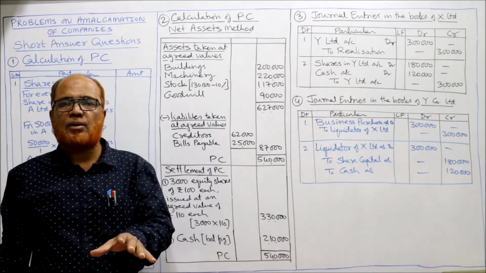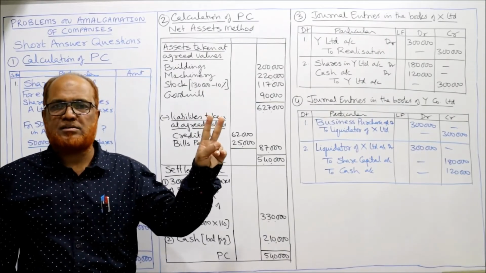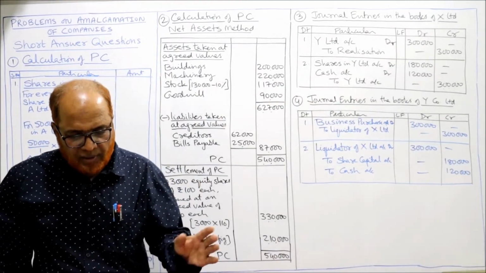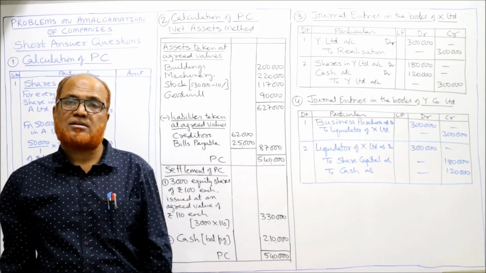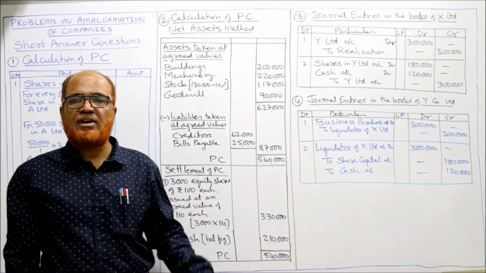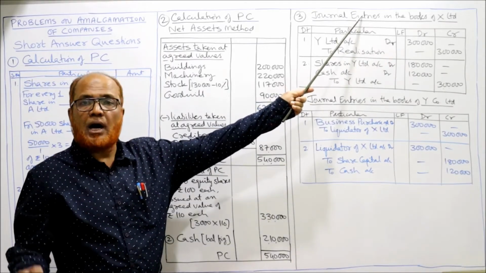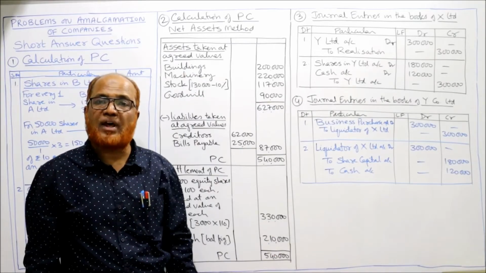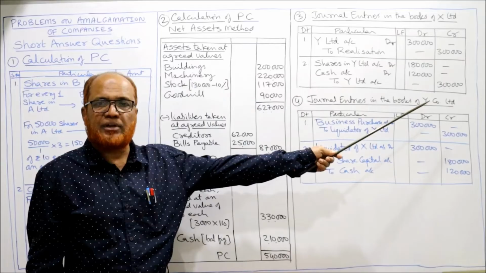So it is asking in the problem to pass the journal entry only for PC, the 2 entries. Over. Next problem, fourth problem. Following the question number 3, give journal entries in the books of Y Limited. Same problem repeated, but previously we have passed the journal entry in the books of X Limited, transferor company. Now the same 2 entries we have to pass in the books of the transferee company, Y Limited. So journal entries in the books of Y Limited.